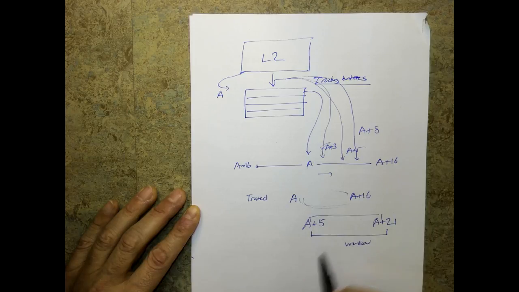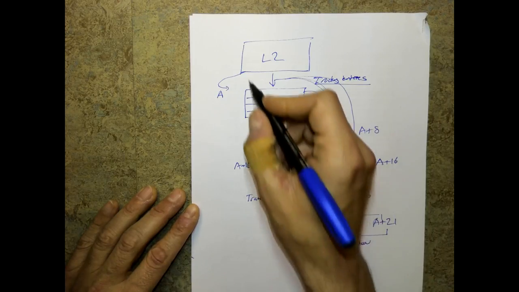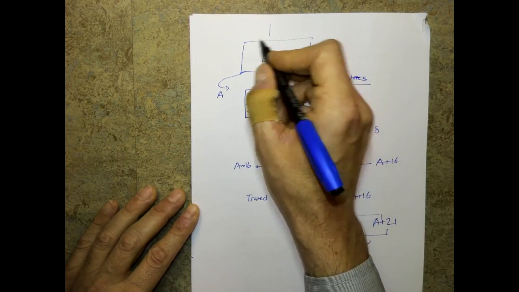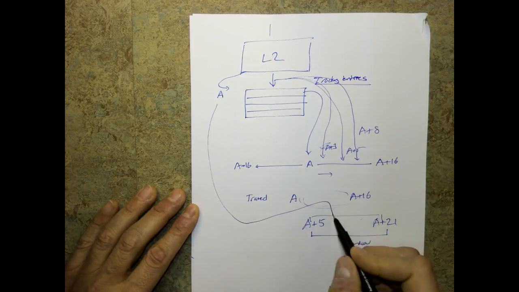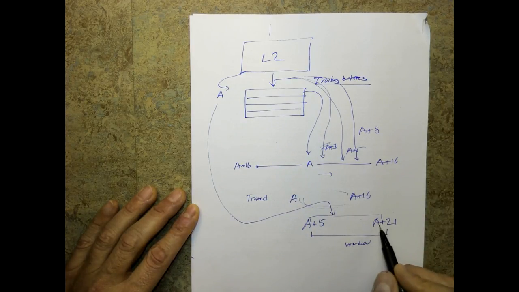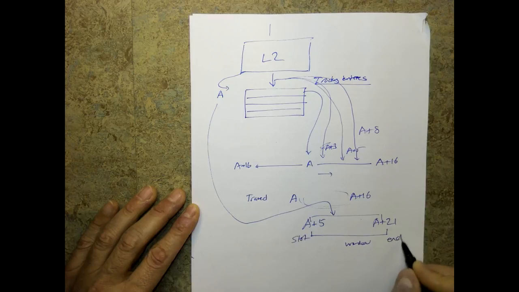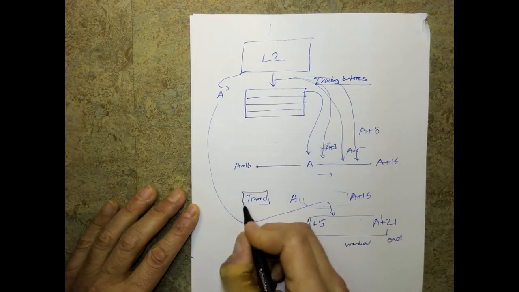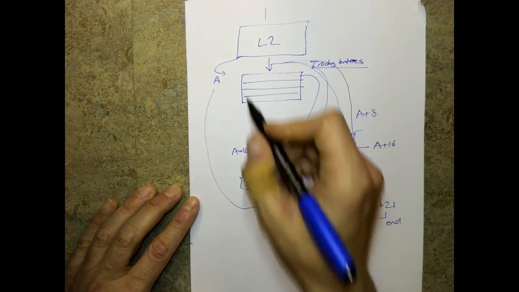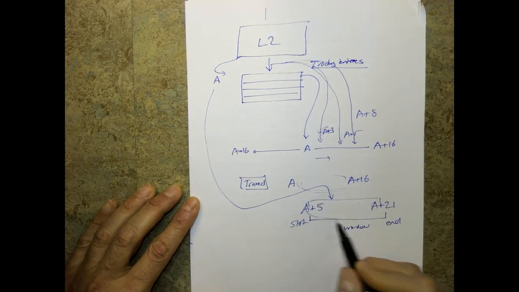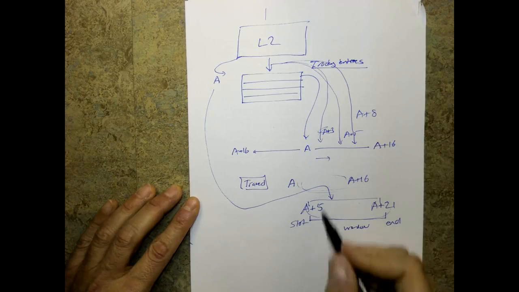So you prefetched a lot of stuff in this window. Now you start monitoring the accesses to these blocks. If you get an access to any place over here, you move the window. Moving the window means, remember, this is the start pointer and this is the end pointer of the trained tracking entry. You get an access to this trained window, which indicates that you're going to do more of this.